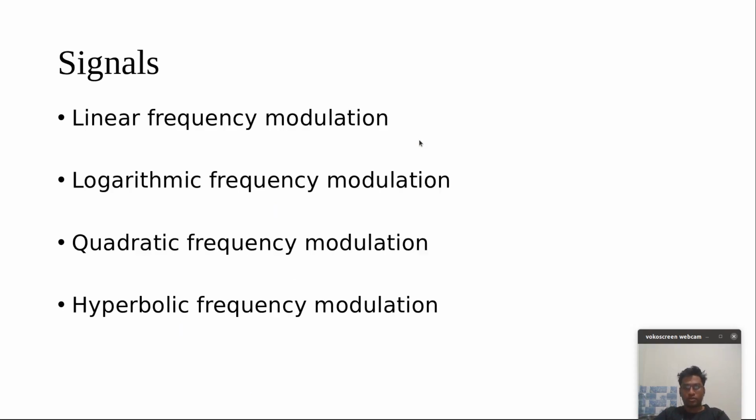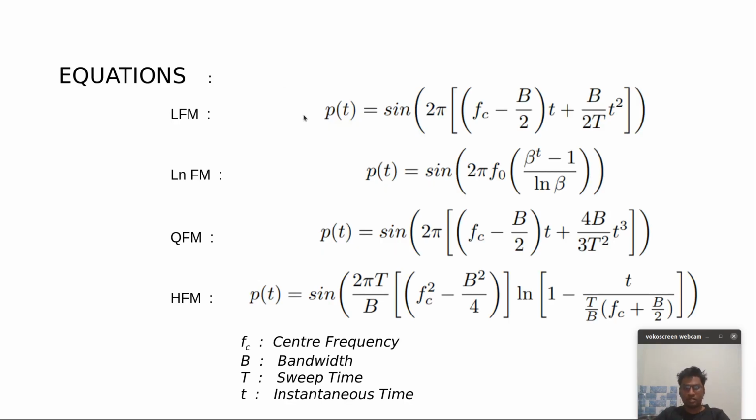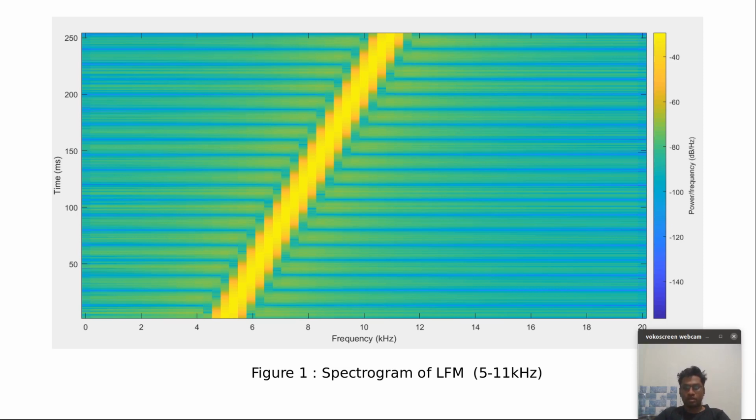And so these are the signals we use in our experiment to analyze these ambiguity functions. These signals are linear FM (LFM), logarithmic FM, quadratic FM, and hyperbolic FM. And these are the equations for the same. Here Fc represents the center frequency, B is the bandwidth, T is the sweep time, and small t is the instantaneous time. And these are the spectrograms of the signals that we generated.